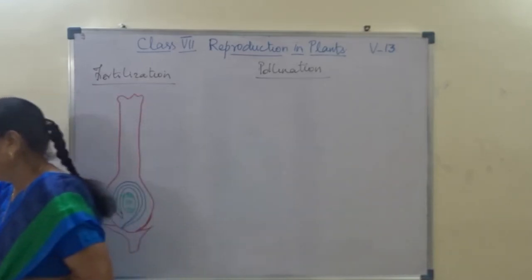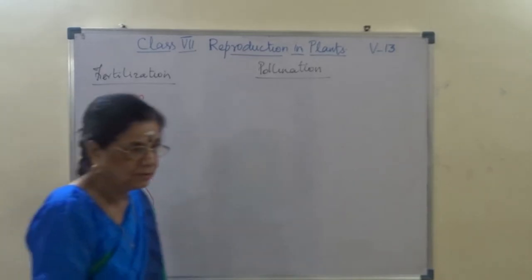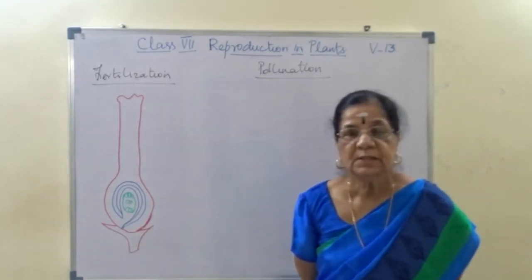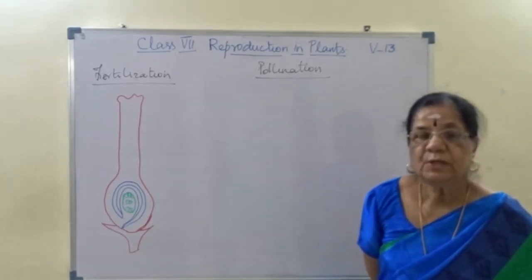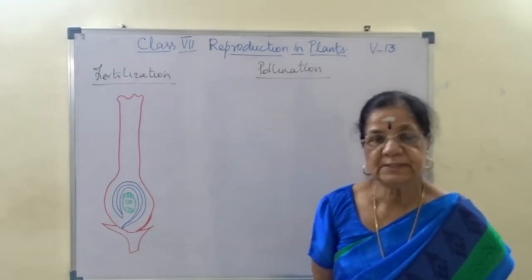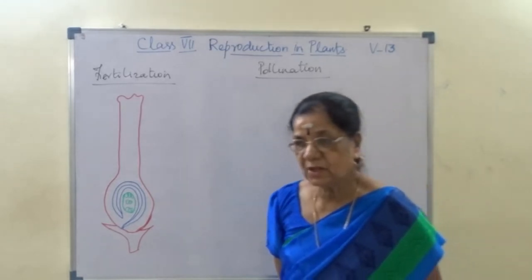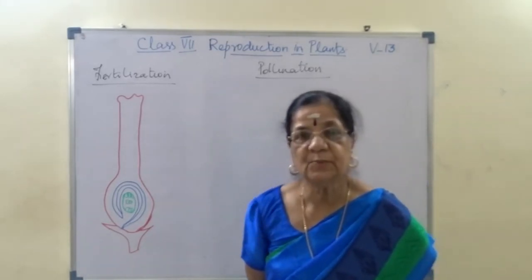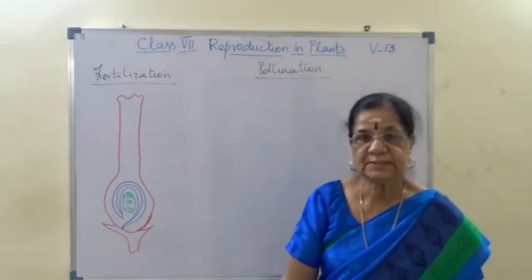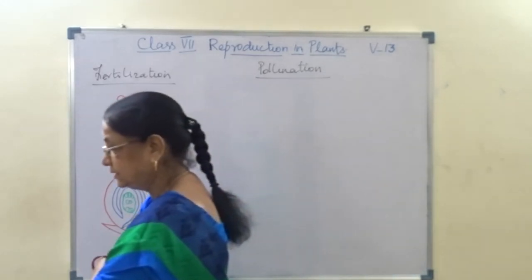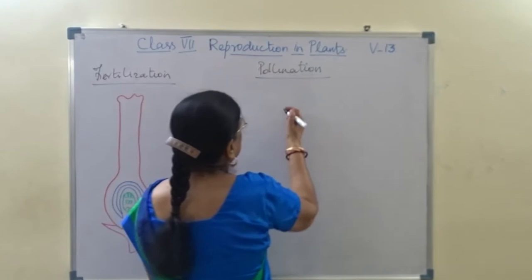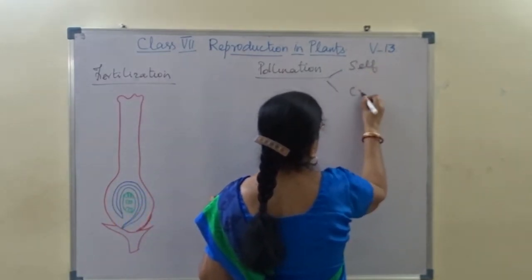The transference of pollen grain from the anther to the stigma is called pollination, and it is of two types. One is self-pollination and the other is cross-pollination. Self-pollination is the transference of pollen grain from the anther to the stigma of another flower on the same plant, same species. Whereas cross-pollination is the transference of pollen grain from the anther to the stigma of a different plant of the same species. Okay, so pollination has self and cross-pollination.